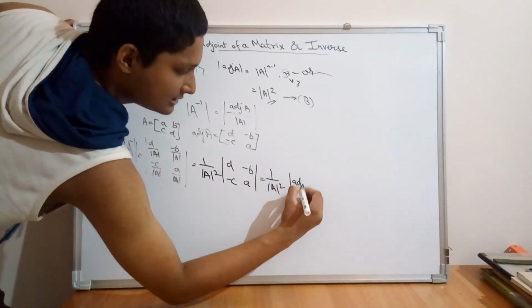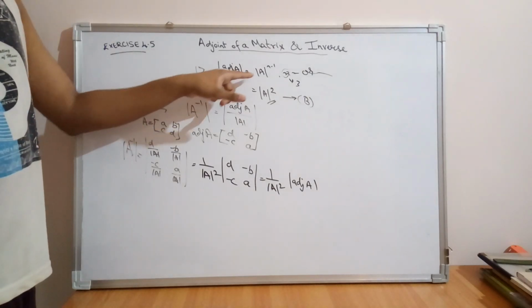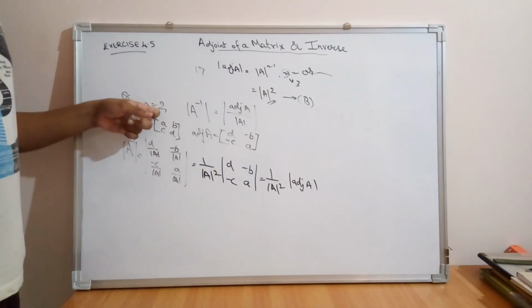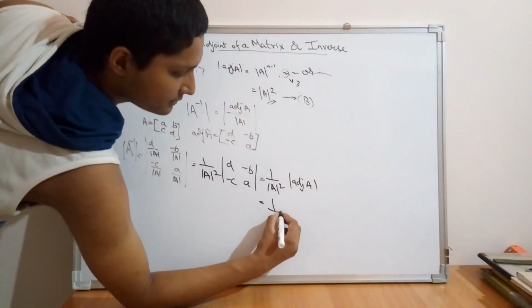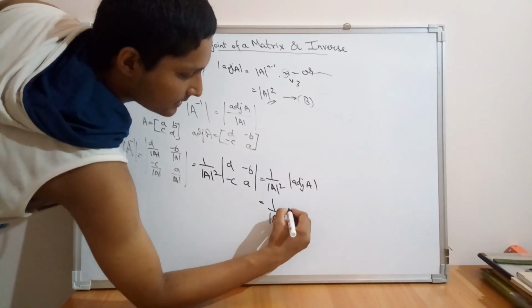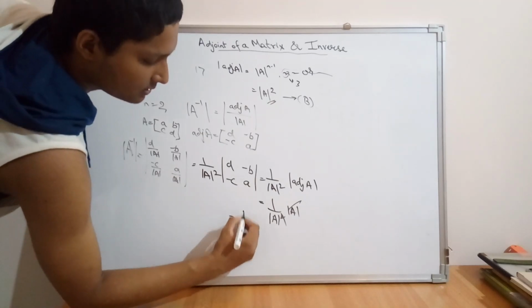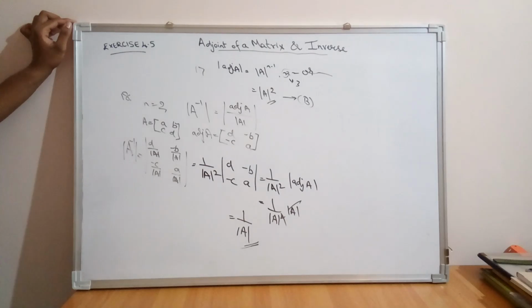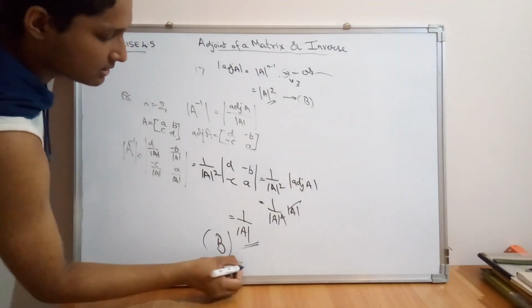therefore it corresponds to det of adjoint of A. We knew that det of adjoint of A is det A raised to n minus 1. N is 2 here, therefore it is going to be det A only. Therefore it is 1 by det A whole square into det A. Here we are going to get cancelled. So 1 by det A is the answer, and 1 by det A is given in option B.